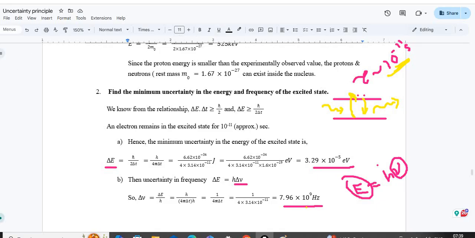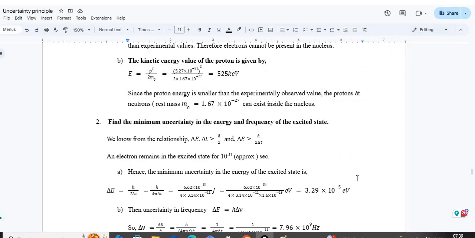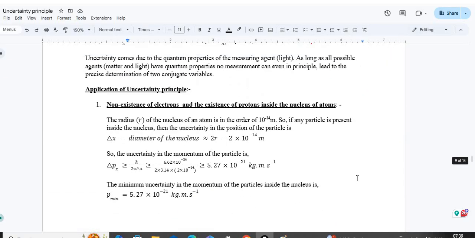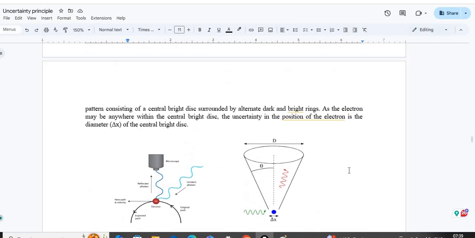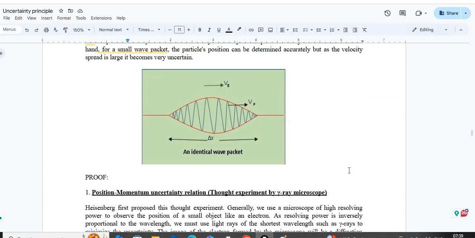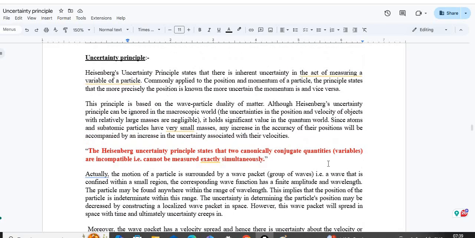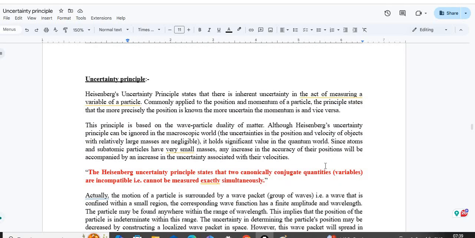So what we have checked is that by using the uncertainty principle, its position and momentum relation and energy and time relation, you can have some idea about the atomic world or the nuclear world. Thank you. We have discussed the uncertainty principle.